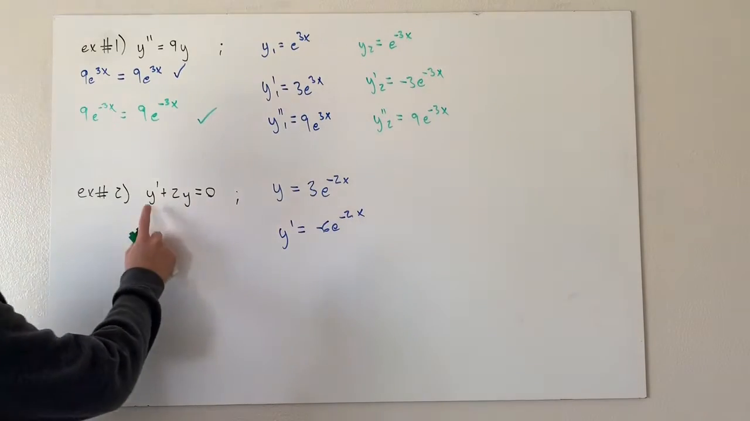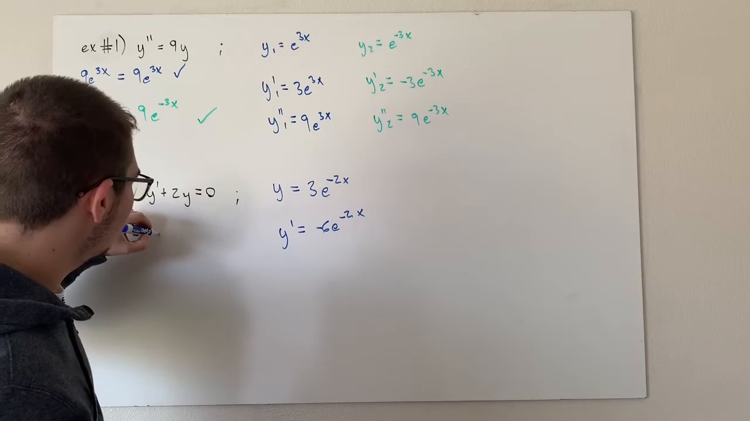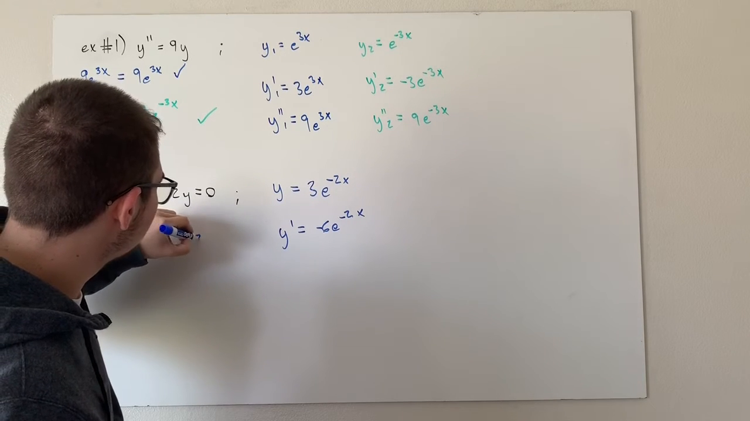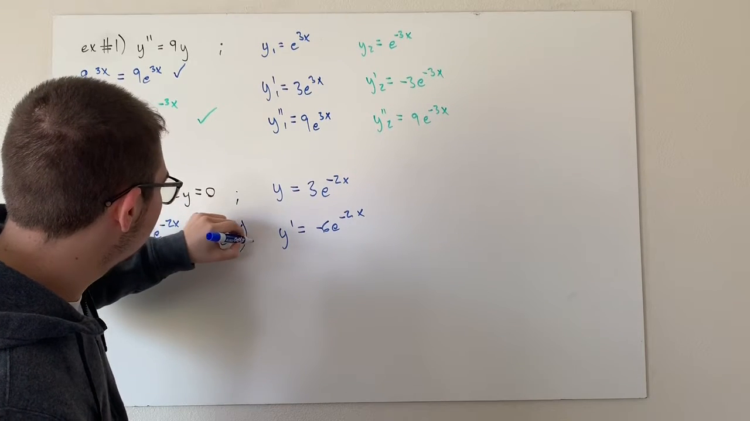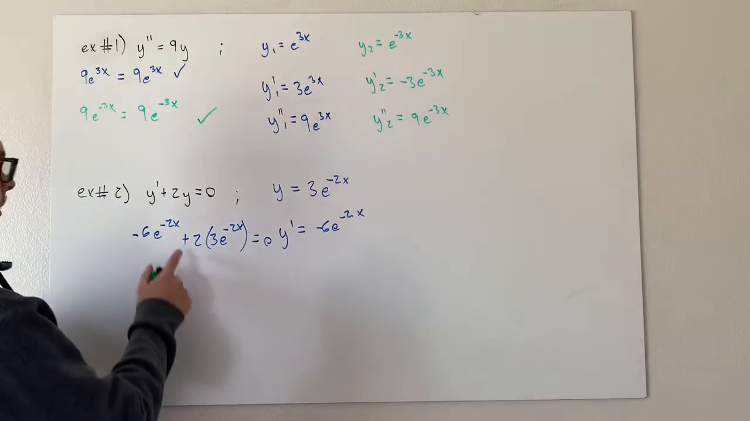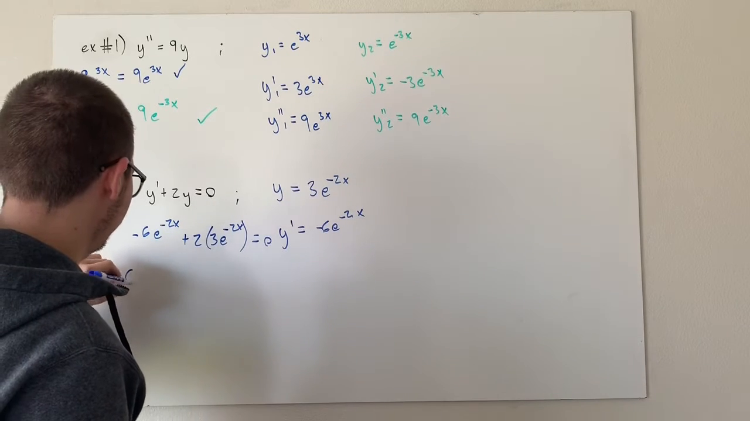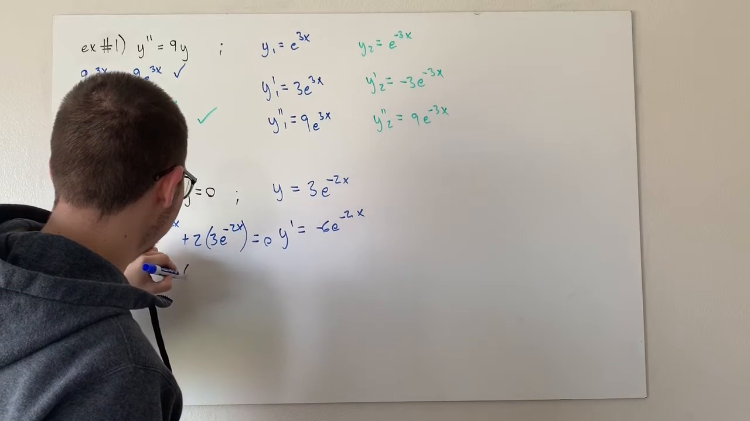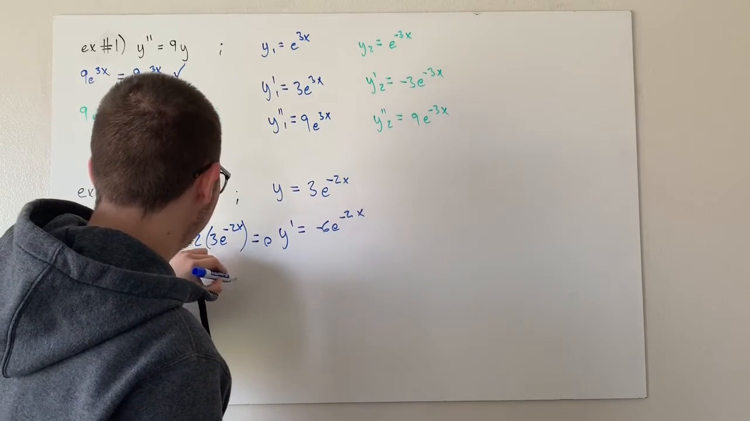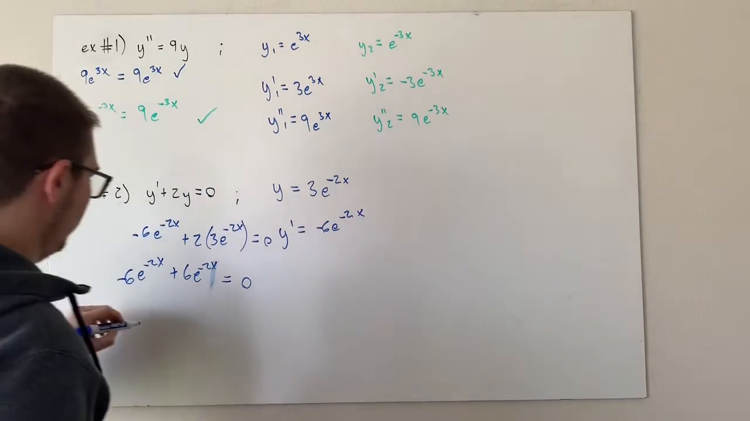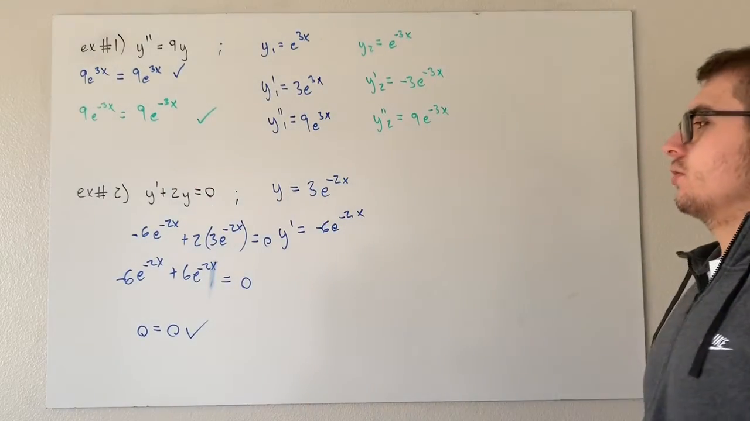So now let's do some substitutions because we wanted y prime and we want a regular y here, which we have right here. So negative 6 e to the negative 2x plus 2 times 3 e to the negative 2x equals 0. Did I say it should be equal to? No. Addition here. We're trying to prove that it equals 0. Multiplying that in, we see negative 6 e to the negative 2x plus 6 e to the negative 2x equals 0. We have a negative and positive that cancel out, so 0 equals 0 in effect. So this is a solution to the differential equation.